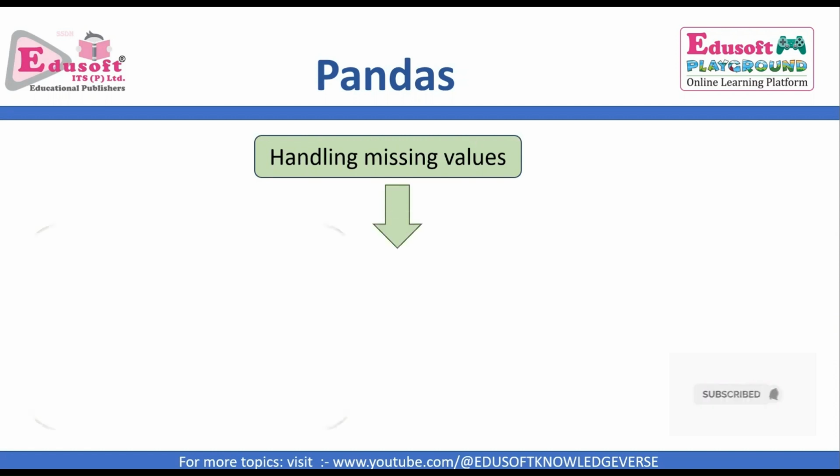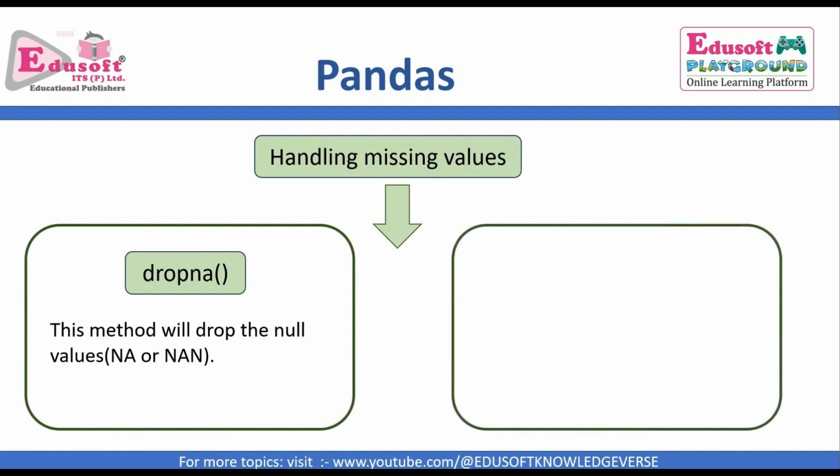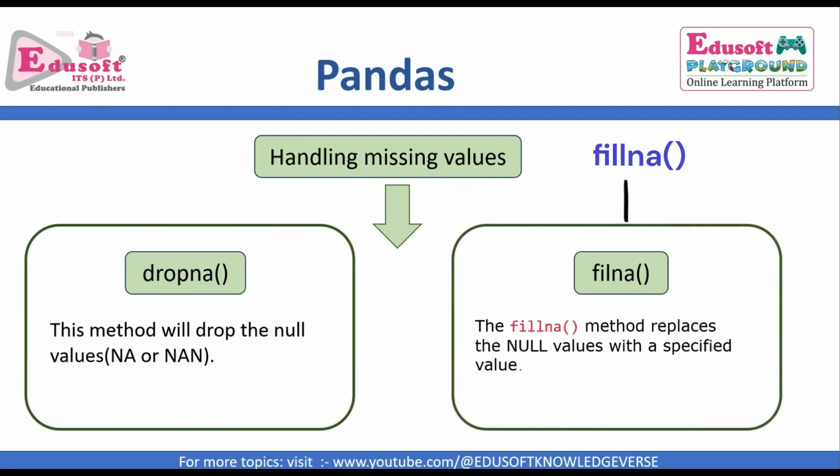Here we are going to discuss two functions: the dropna function and the fillna function. In the dropna function, what will this function do? This method will drop the null values NA and NaN. NA means not available value. NaN stands for not a number value. The fillna method replaces the null value with a specified value.